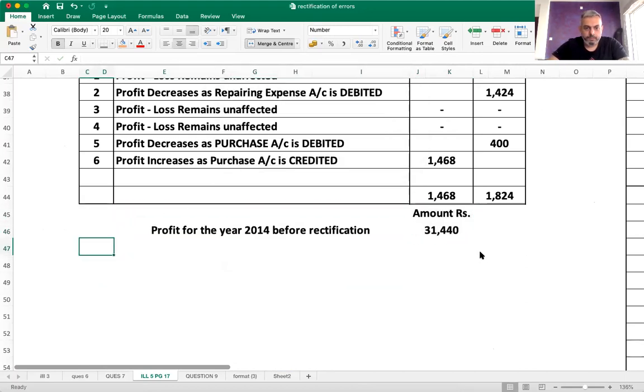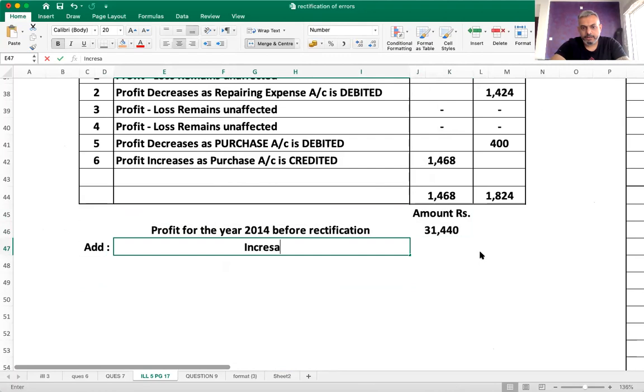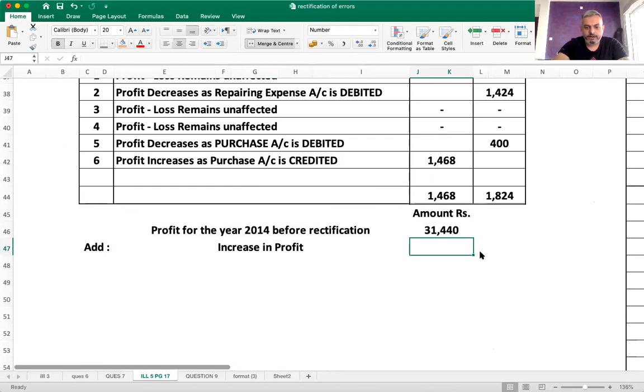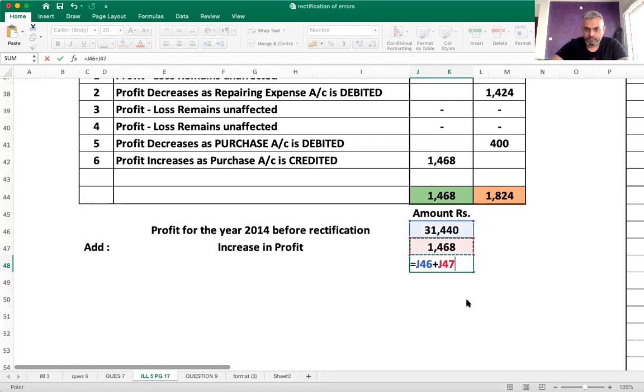Now, इसमें we add first increase in profit. कितना हुआ increase? This is the increase and this is the decrease. So increase is 1468. So we do the total. Total comes to 32908.